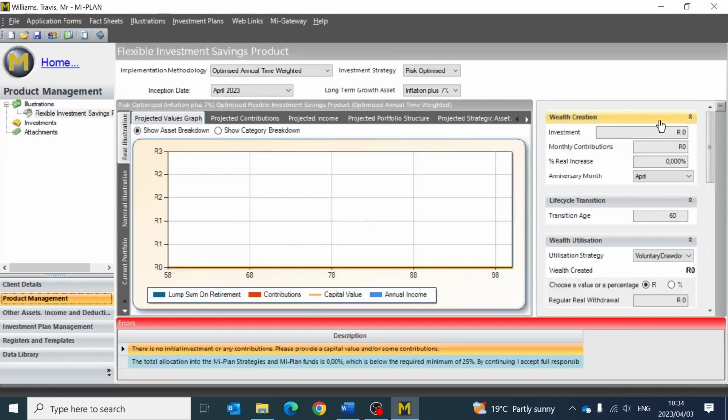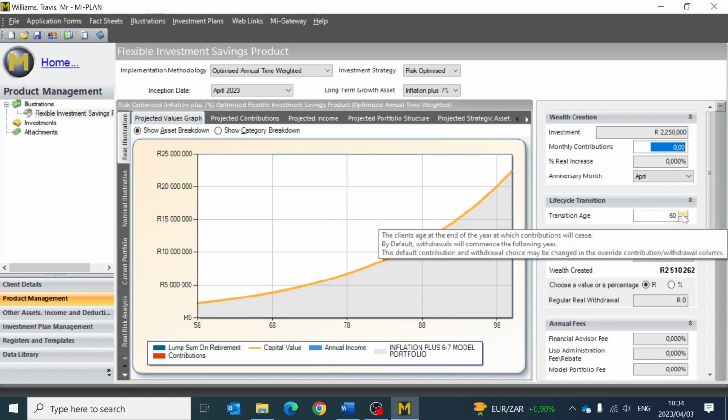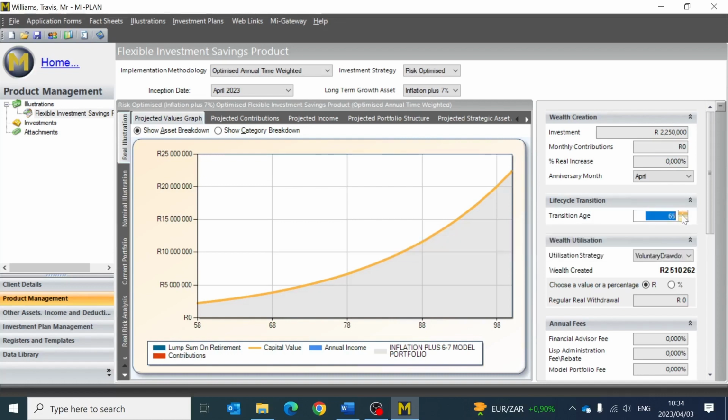Okay, so we're going to start by looking at this right-hand panel, working our way down. Investment value 2.25 million. Monthly contributions is 0%, real increase is 0. You'll see that the anniversary month will always just default to the month that we're in, in this case April. That's fine. Transition age means the same thing as your retirement age, which is 65.